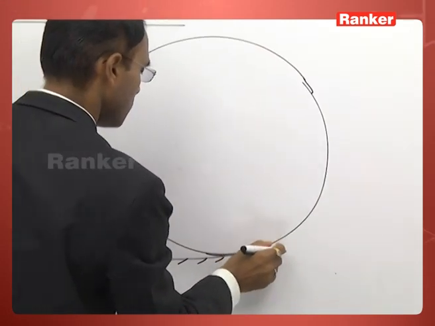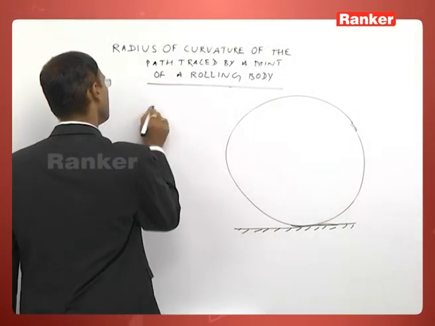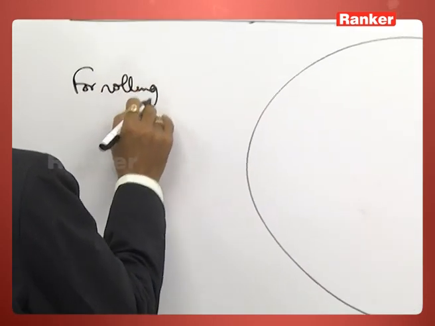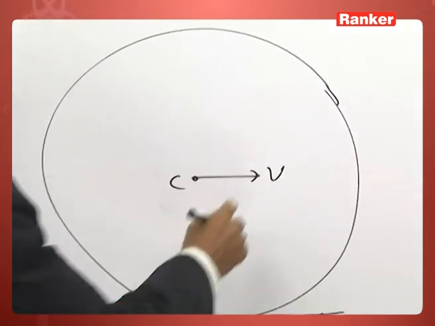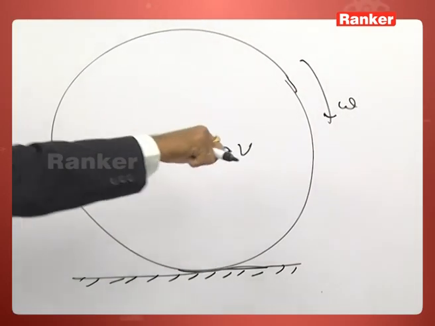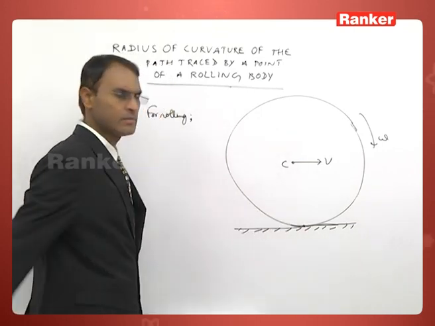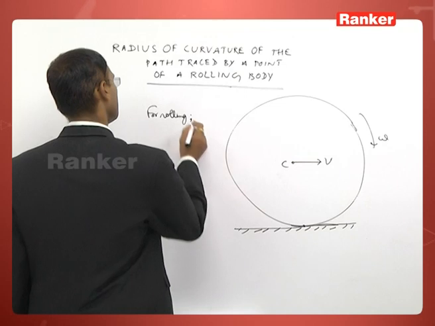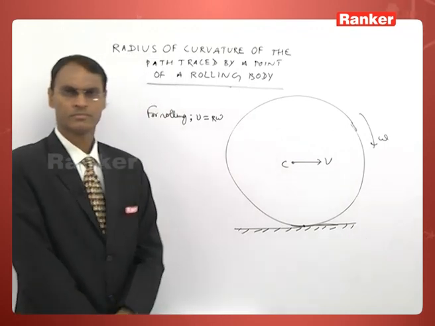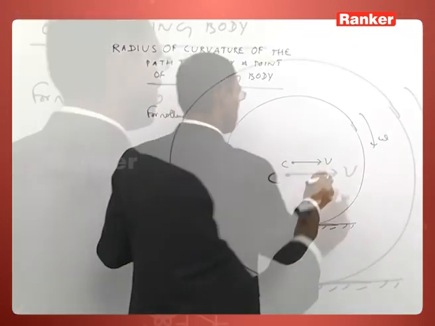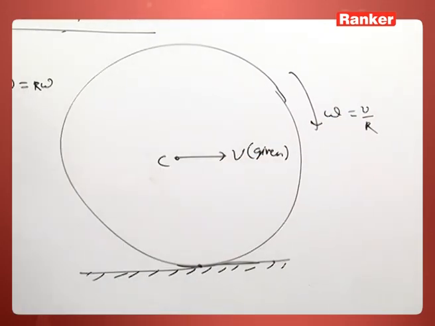This is the horizontal surface. For rolling, if you assume the velocity of the center as v, omega should be clockwise. This point must be stationary at this instant, called instant axis of rotation. So v is equal to r into omega. This v is given. Therefore, omega should be equal to v by r for pure rolling.